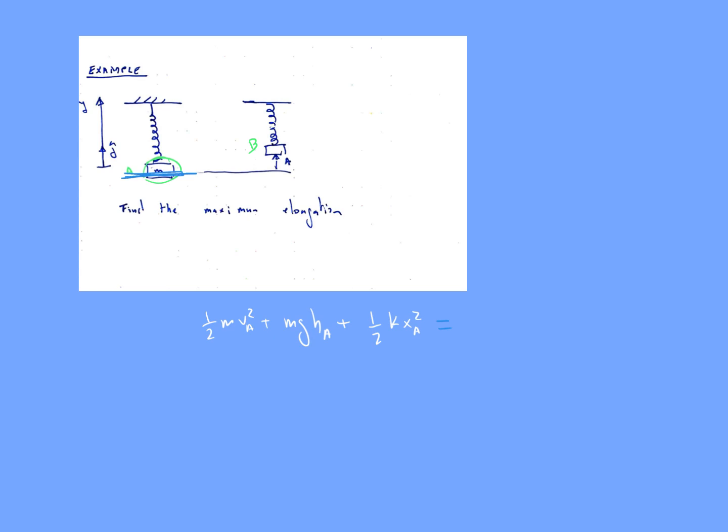I said that this is the point B. So the point B is here, the point A is here. It has velocity V, going in some direction. I don't care in what direction. It may be going up or going down. It has kinetic energy, it has potential energy, it has elastic energy. And this is equal between the 2 points. It has to be conserved.